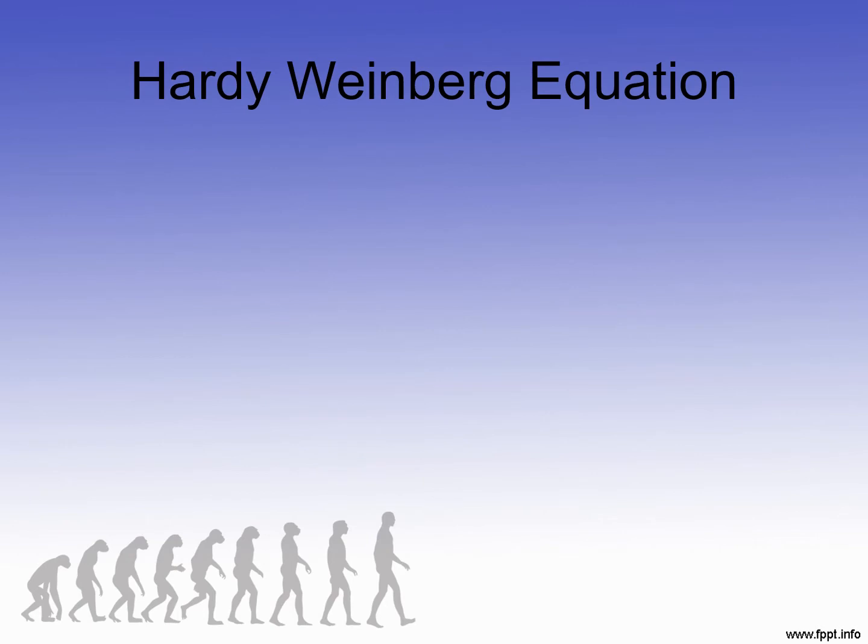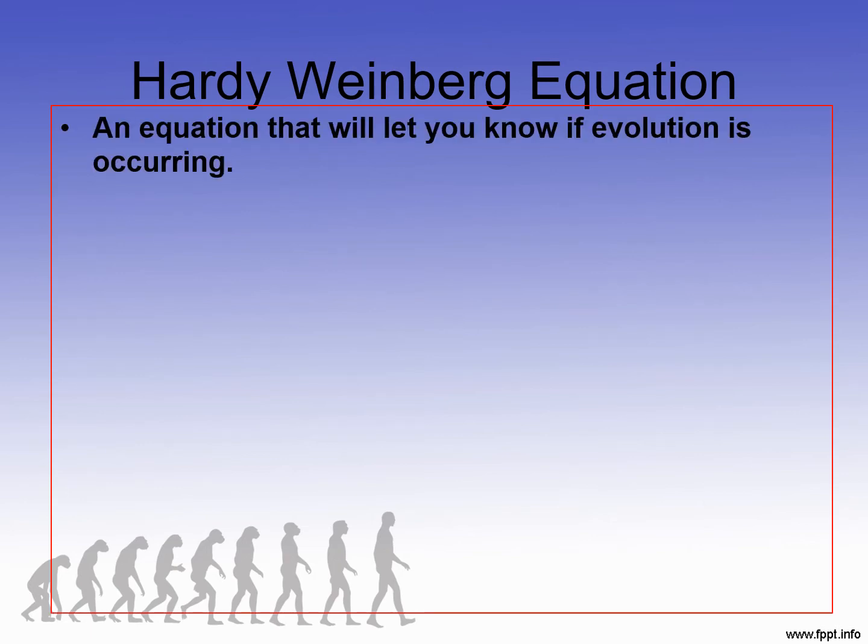So when we're looking at evolution, and you may have to deal with this in your lab, we're not exactly sure yet, but you may see this pop up in your lab. It's the Hardy-Weinberg Equilibrium equation. It's an equation that will let you know if evolution is happening in a population. At most times, populations are in stasis, meaning that they're not changing a whole lot.